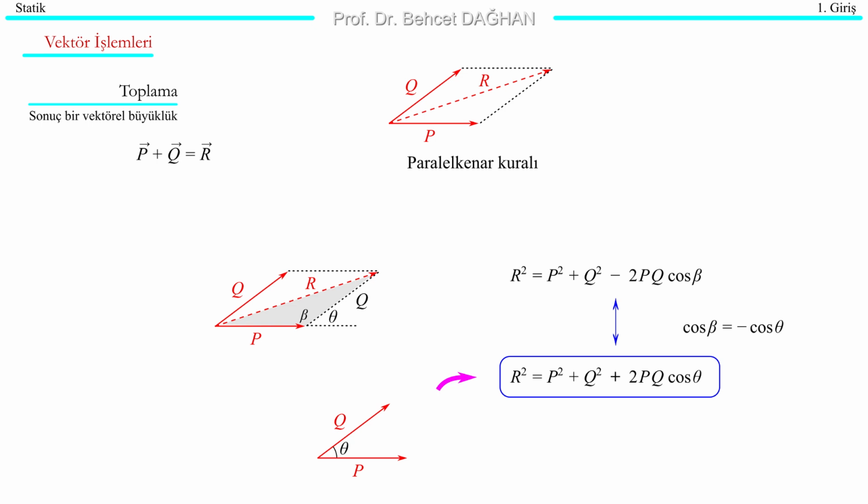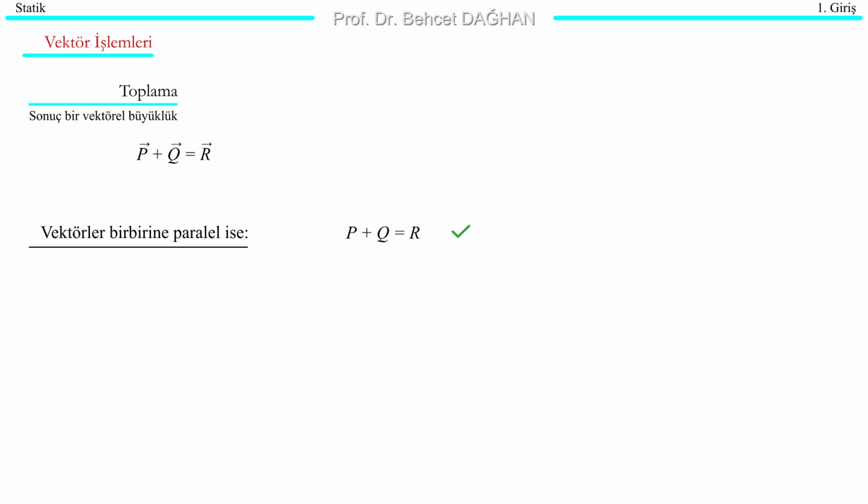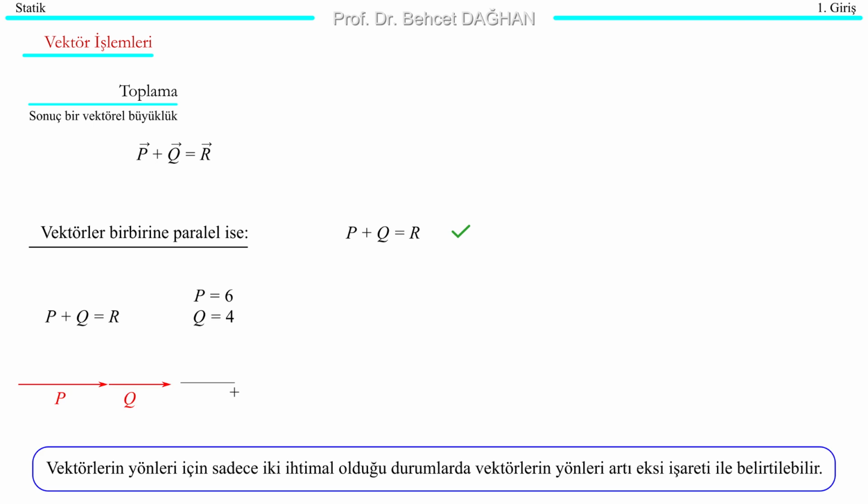Let's move on to the situation where the vectors are parallel to each other. If the vectors are parallel, this vector relation can also be used as a scalar. In cases where there are only two possibilities for the directions of the vectors, they can be indicated with a plus-minus sign. For example, let's take two vectors, P and Q, which are parallel to each other and in the same direction. Let the magnitude of one be 6 units and the other 4 units. We choose one side of the line parallel to them as positive. Let's choose the right side positive.